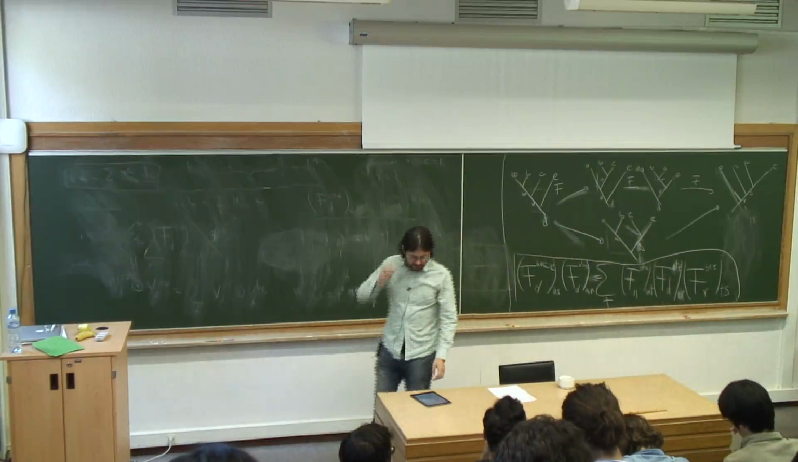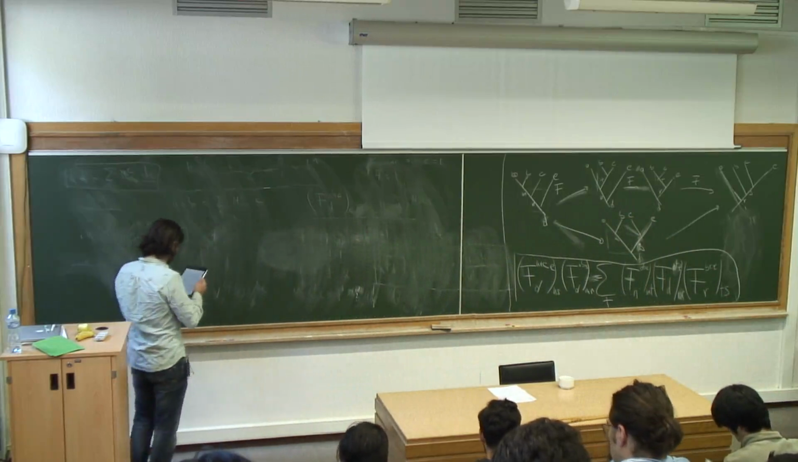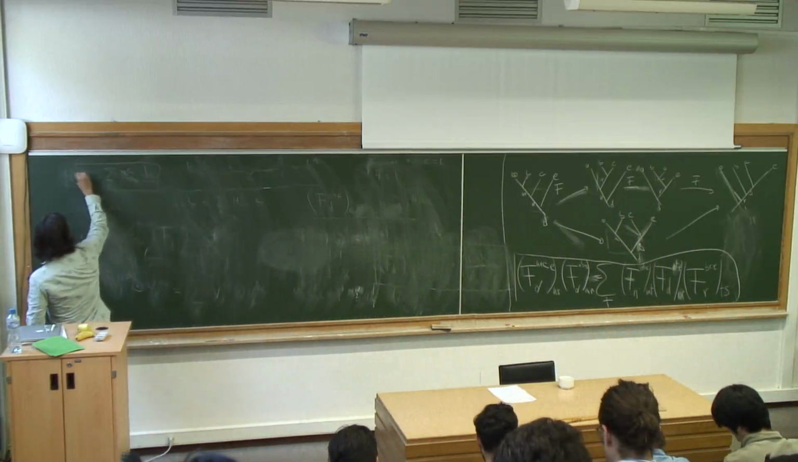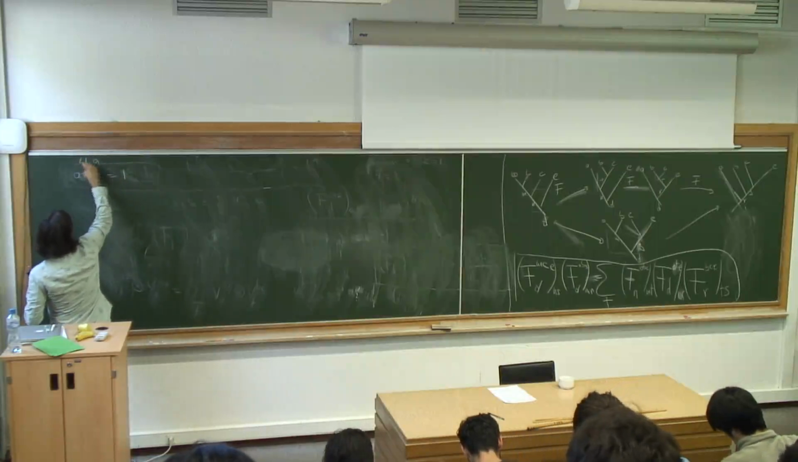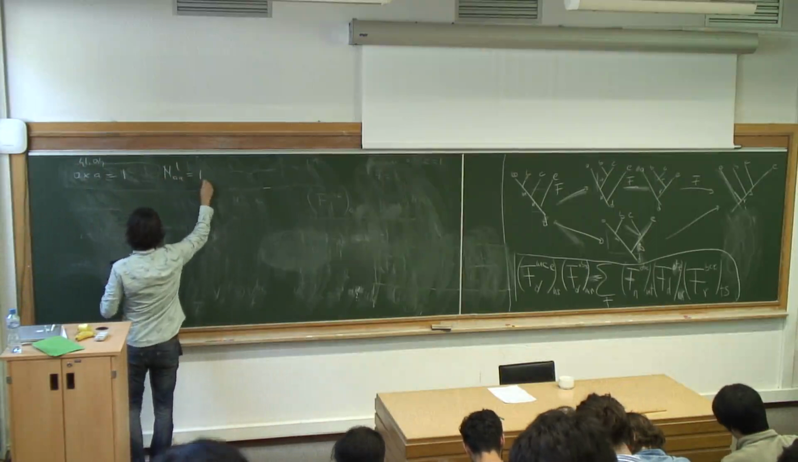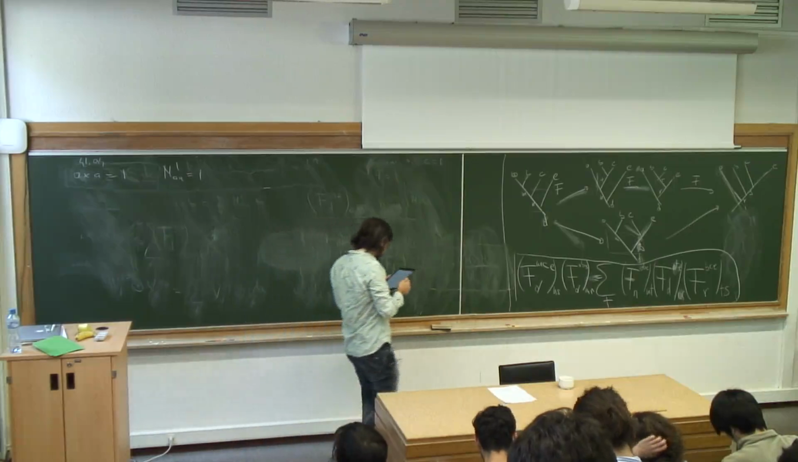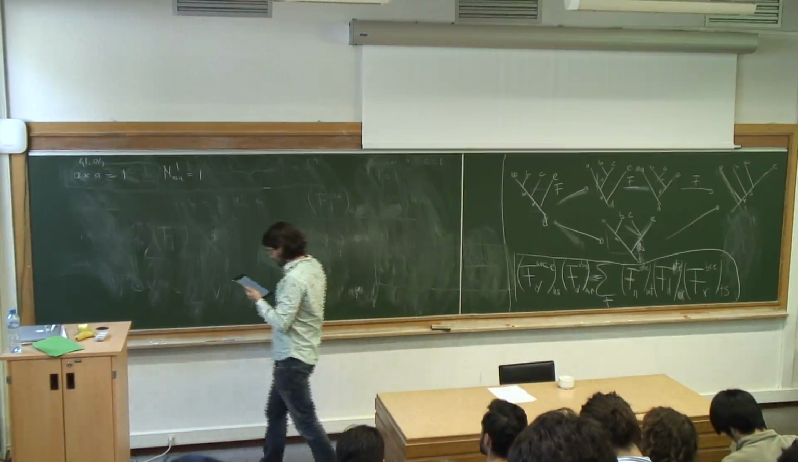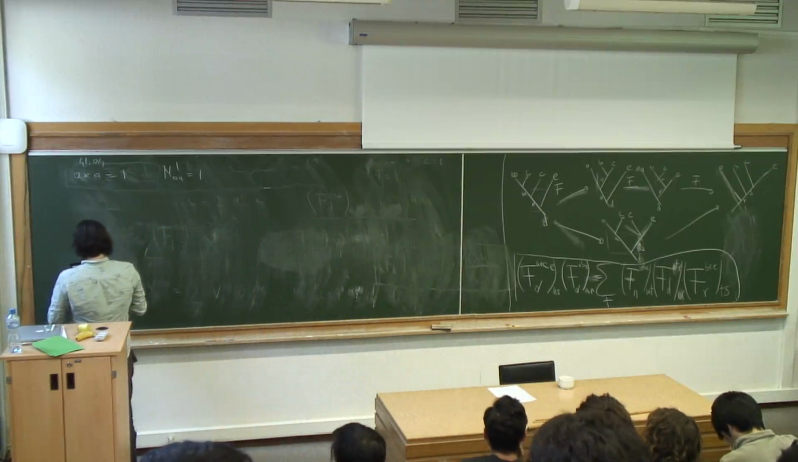Okay, so let's do it for semions. Okay, so semion is A times A is equal to 1. So I only have N^AA_1 equal to 1. That's the only one that's non-trivial.